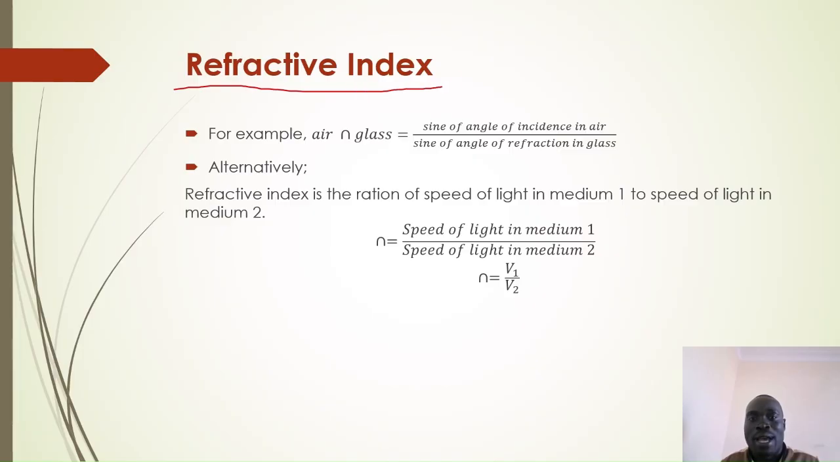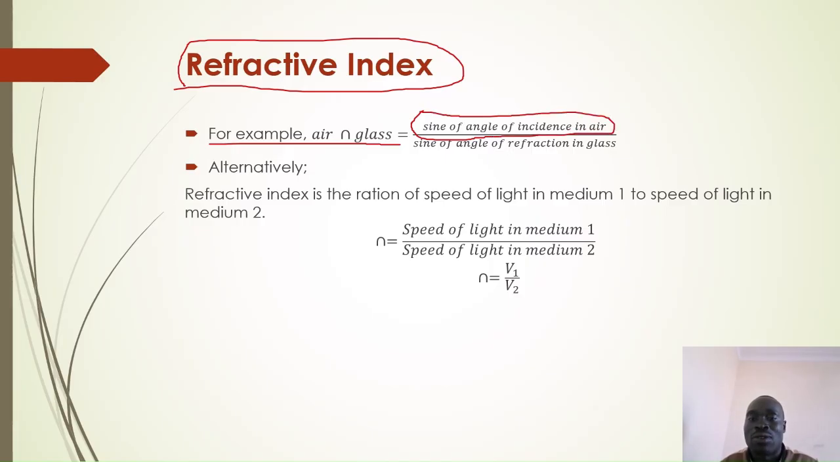So now, what do we mean by refractive index? This is the ratio of the sine of the angle of incidence to the sine of the angle of refraction for a ray of light moving from medium 1 to another of different optical density. It also shows how light bends or refracts when it enters a new medium. For example, for a ray of light moving from air to glass, the ratio will be the sine of the angle of incidence in air to the sine of the angle of refraction in glass.